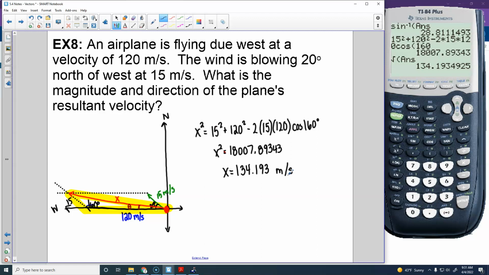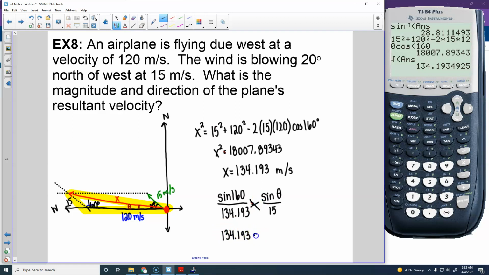And it asks for magnitude and direction, so we also need to find direction. We need to find this angle right here. Maddox, how can we set up to find the angle that's missing right here? We're going to do law of sines. Very good. How would we set it up? Yep. Very good. And so we'll just cross multiply here.